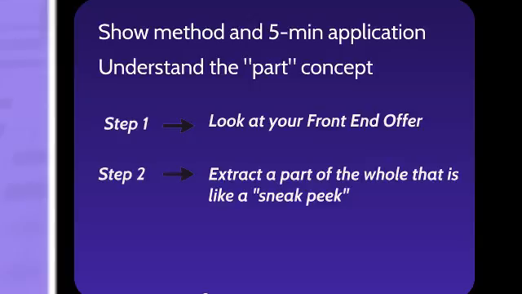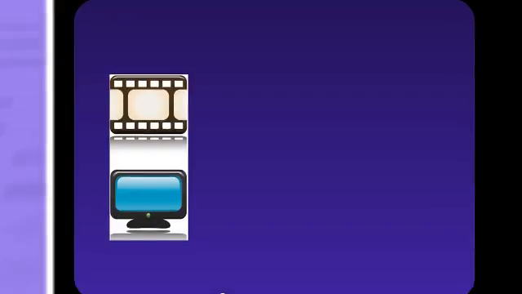Take a look at your front end offer and see if you can find something so appealing, so interesting, that is part of the whole. Take a piece of the whole that would make somebody want to buy your product, and only you would know what that might be. So you want to extract the part of the whole, kind of like a sneak peek.